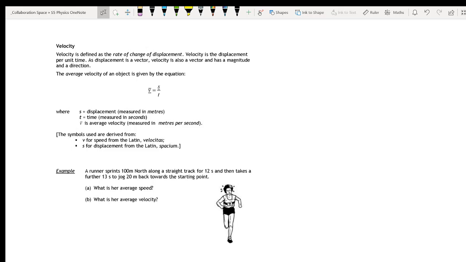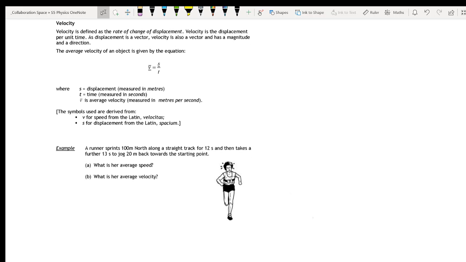So velocity, we've got a bar on top and a bar on the bottom. This is average velocity, but it's also a vector. The bar on the bottom means it's a vector. You don't have to write the bars in when you're doing your working out, but it's just good to differentiate here. So it's the displacement, which has got a bar underneath it because it's a vector, divided by time, which doesn't have a bar because it's not a vector.